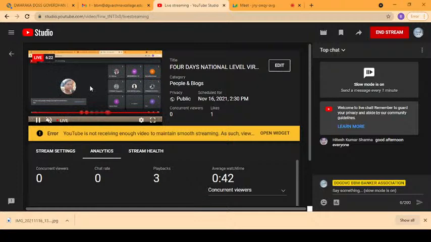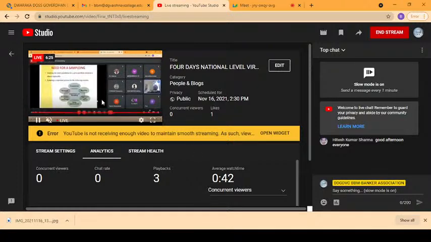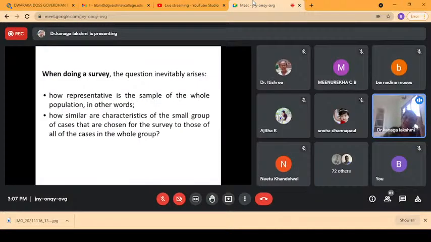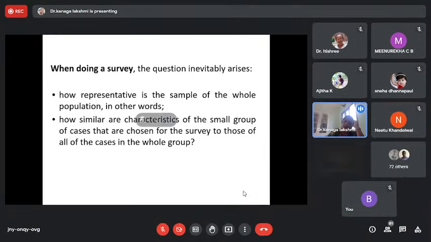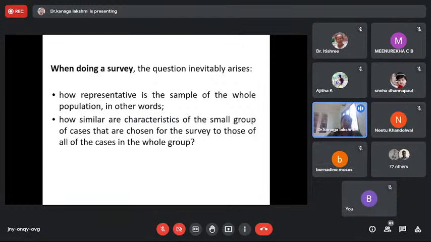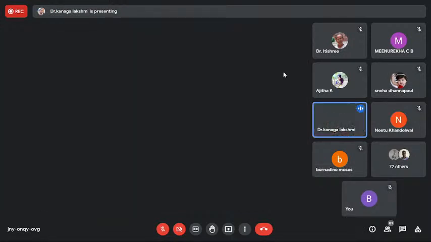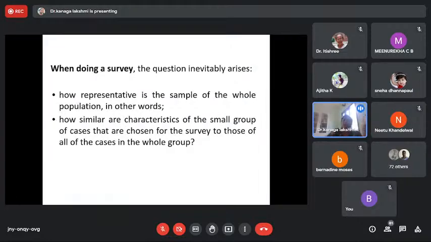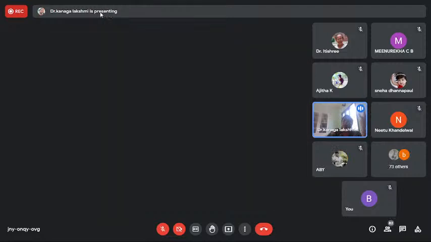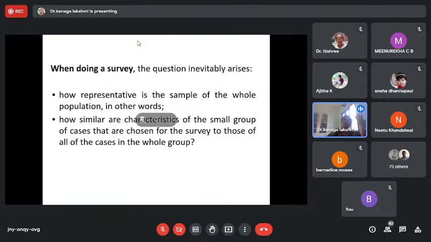For example, you are doing your PhD, or you are submitting a proposal to different funding agencies. When you are supposed to do a survey, they will ask what your population is, what your sampling unit is, and what your sample size is. Many factors you are supposed to explain in that particular format itself. While doing a survey, many questions are involved.